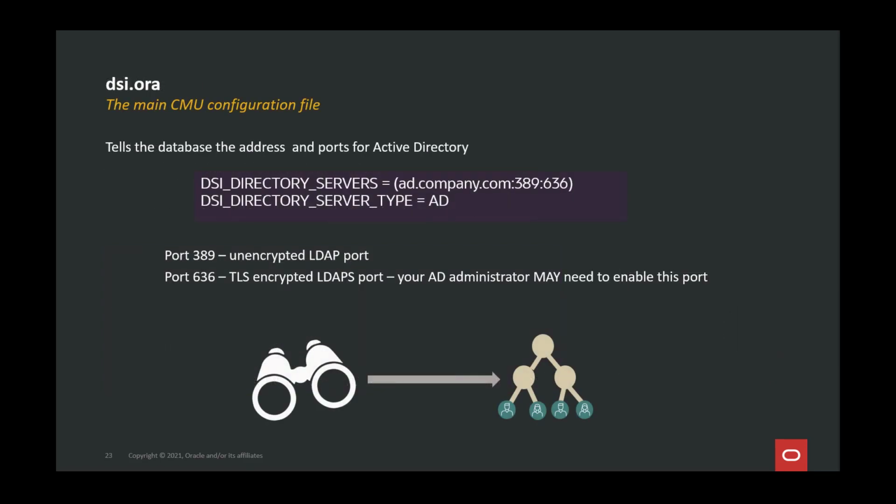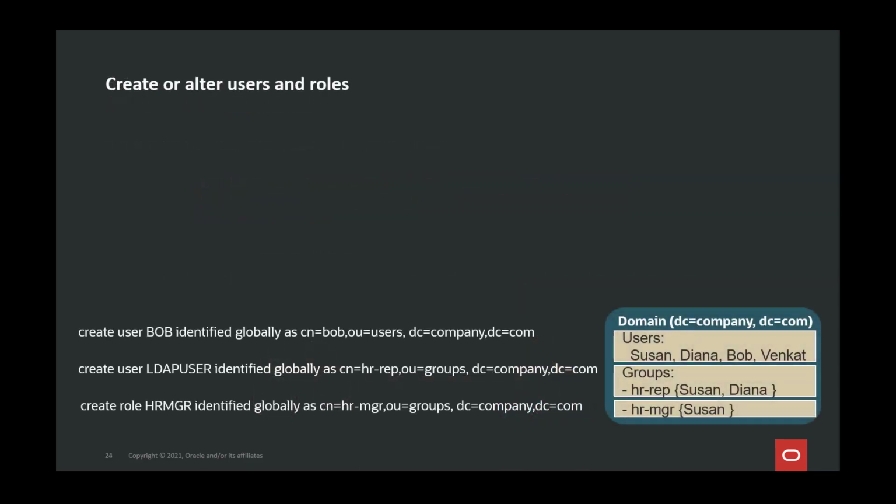The DSI.ORA file just contains a couple of lines. The first line that has to be in there is DSI_DIRECTORY_SERVERS, and this is just going to contain a comma-separated list of domain controllers along with their ports. This can either be a host name, the way you see here, ad.company.com, or it can be an IP address. In this case, 389 is the unencrypted port, 636 is the TLS encrypted port, and it'll almost always be 389 and 636.